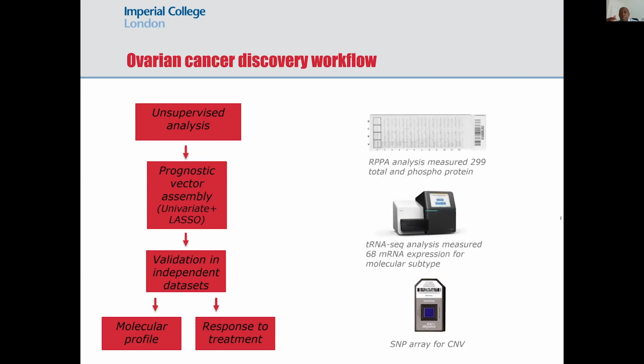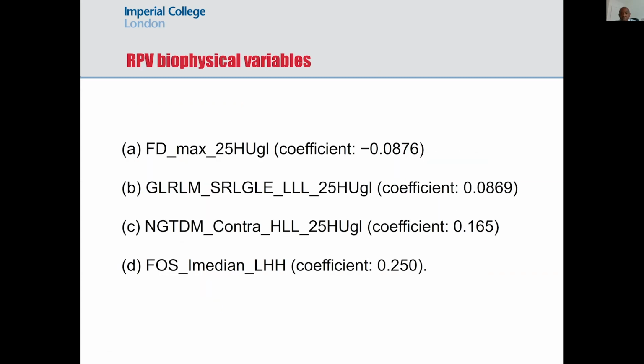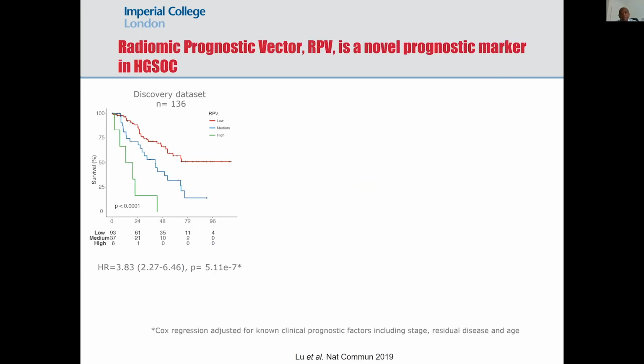So we used for that proteomics, targeted RNA sequencing, and SNP arrays for the copy number. We came up with 4 features. So the vector comprised of 4 features: fractal dimension, gray level run length matrix, a neighborhood gray tone difference matrix, and a first order statistic. And so if you sum these with their weights, you end up with a vector.